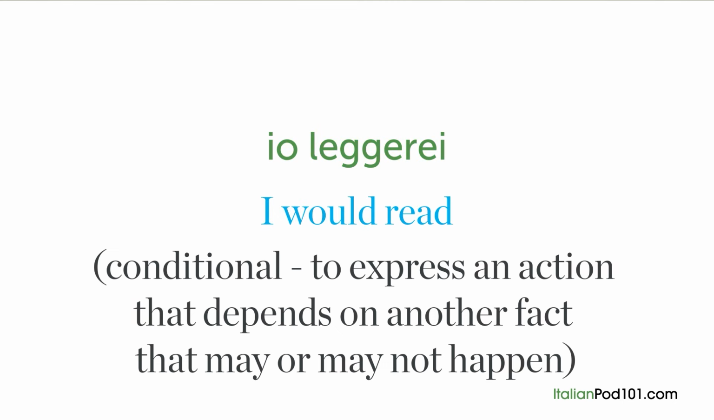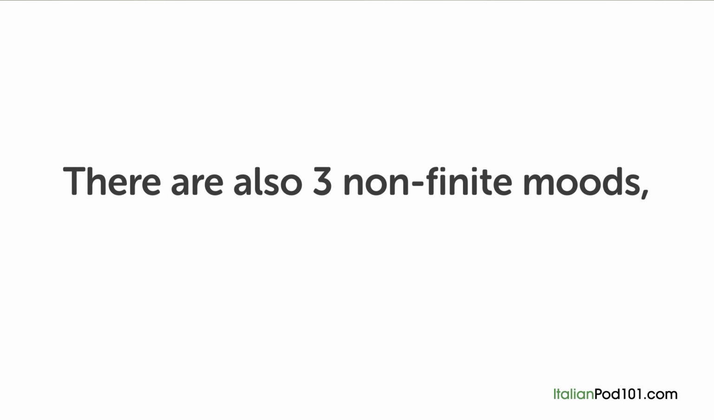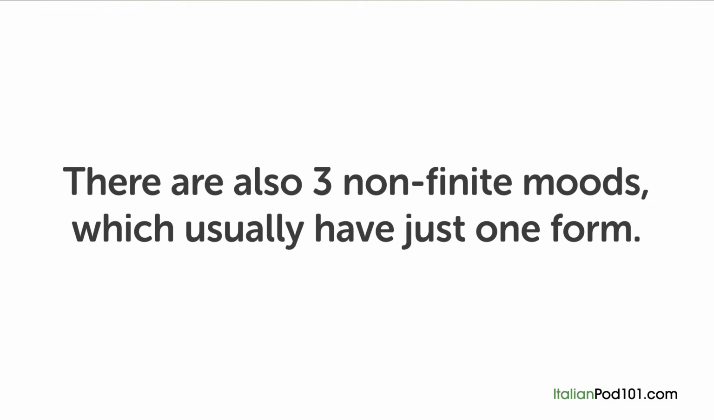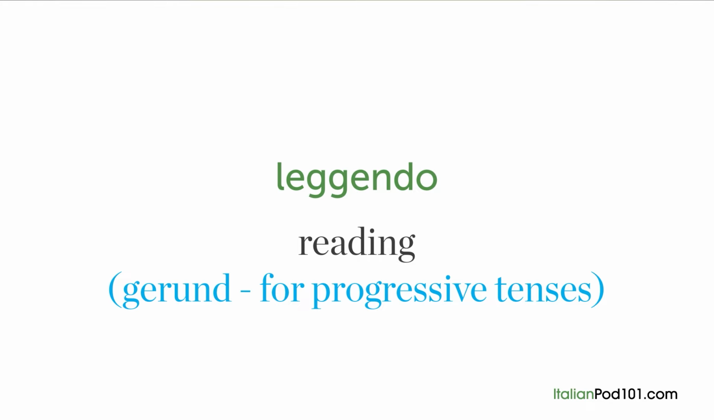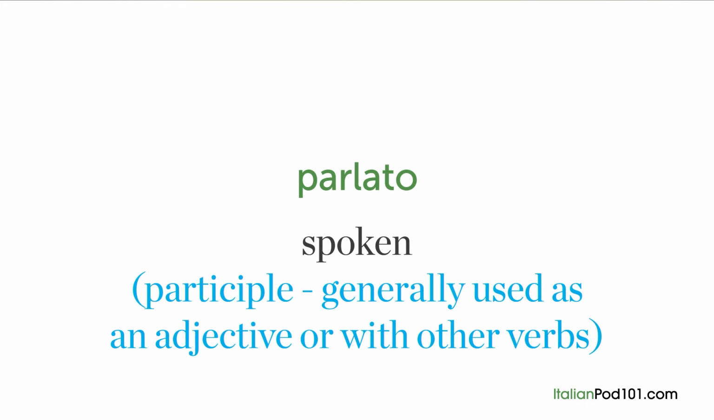There are also 3 non-finite moods, which usually have just one form. The infinitive, which is also the dictionary form, for example, parlare, to speak. The gerund for progressive tenses, for example, leggendo, reading. The participle, generally used as an adjective or with other verbs, for example, parlato, spoken.